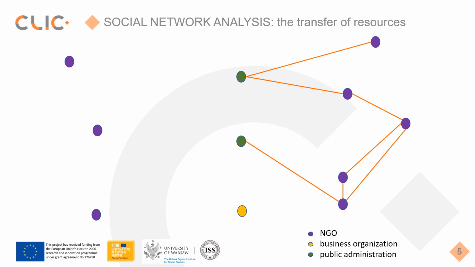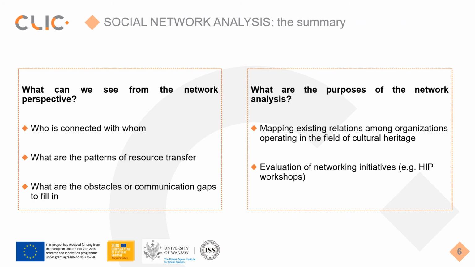Moreover, we could show how specific resources are distributed within the network. Here we can see who shares expertise with whom, and right now we have a much deeper understanding of this particular network. Communication of bad quality is an obstacle in the exchange of resources, such as expertise.